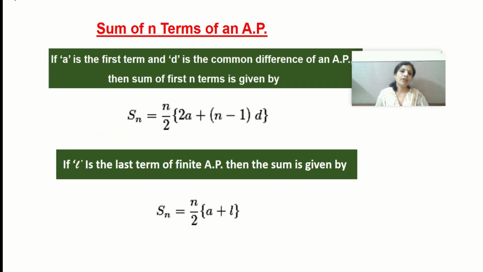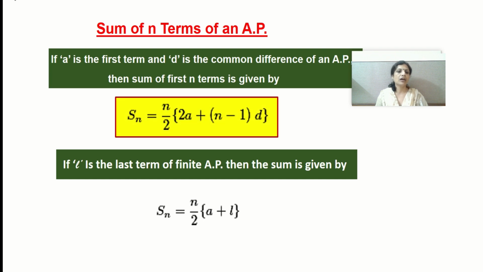Then the sum of n terms of an AP: if a is the first term and d is the common difference of an AP, then the sum of the first n terms of an AP is given by the formula Sn is equal to n by 2 in the bracket (2a plus (n minus 1) into d). If l is the last term of the AP, then the sum is also given by another formula, that is Sn is equal to n by 2 in the bracket (a plus l). So these two things we discussed in the last video lessons. Now some important sums we are going to see in this video lesson.